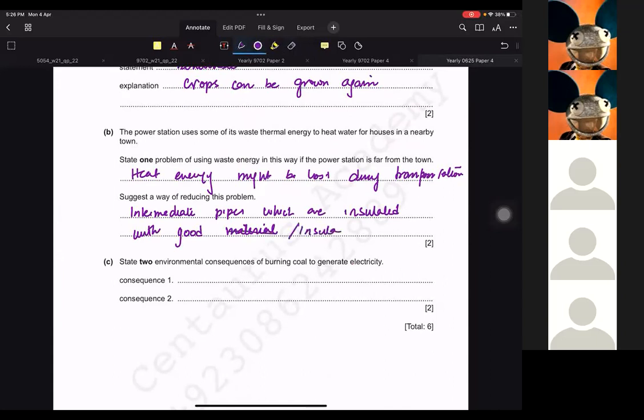Okay. Now, in the next question, it says two environmental consequences of burning coal. So, air pollution. Yeah, so this is like CO2 or CO. That's one issue. And then of course it is air pollution. You could write non-renewable, global warming. Yeah, non-renewable. So many we have written. Yeah, acid rain is fine.